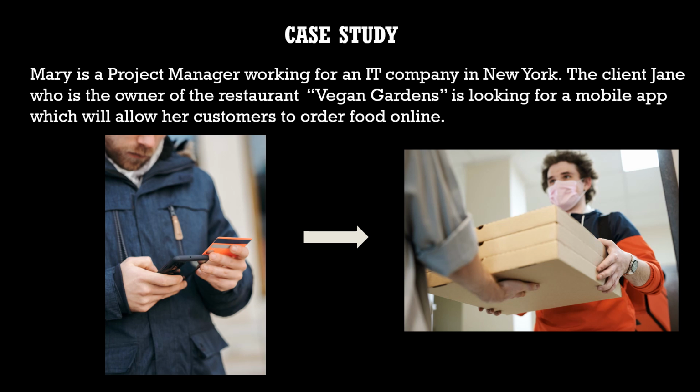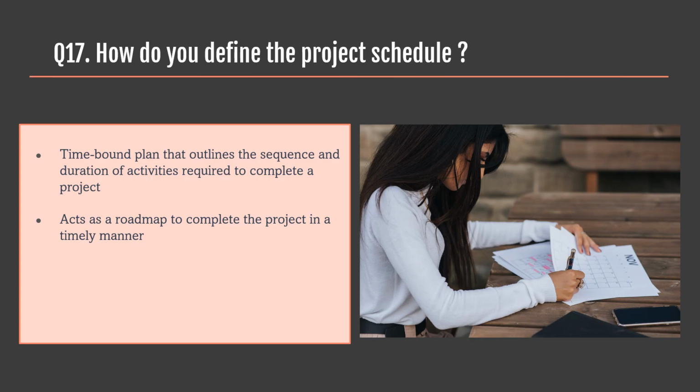As always, we will use a simple case study which will make the concepts easy to grasp. A large IT company based in New York was developing a mobile food ordering application for a popular restaurant, Vegan Gardens, owned by Jane. Mary was assigned as the project manager to manage the end-to-end development of the application. Let us use this simple case study to see how Mary handles the stakeholders and faces the challenges while interacting with them.